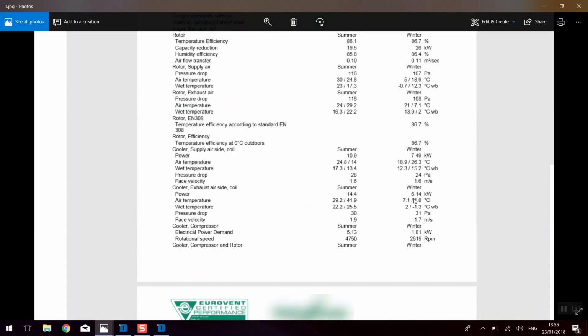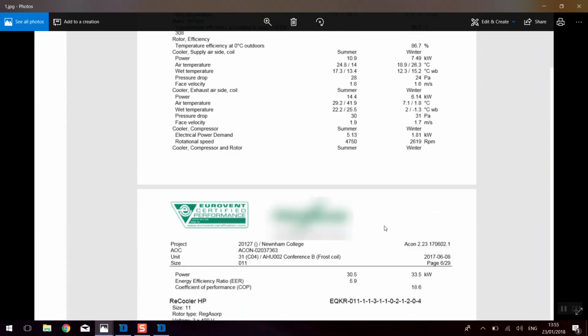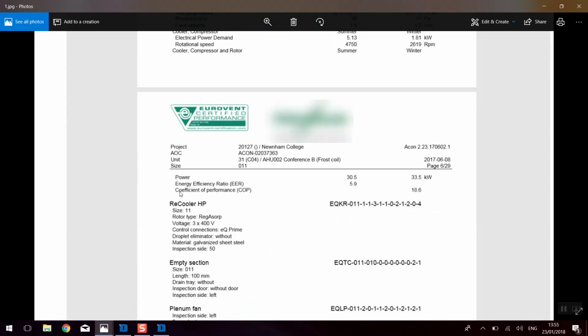Up here, what we would like to put your attention on is the coefficient of performance, COP, given as 18.6. In our opinion, this value is highly exaggerated, because we believe that within this coefficient of performance calculation is not included the energy consumption of the fans.